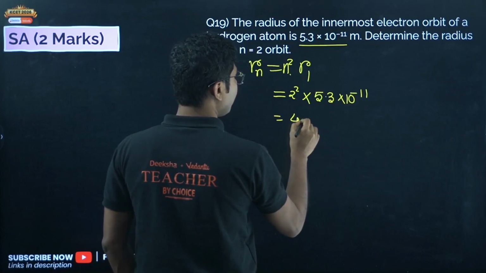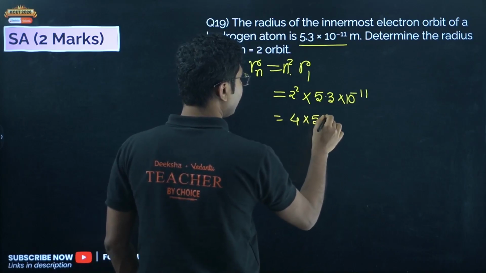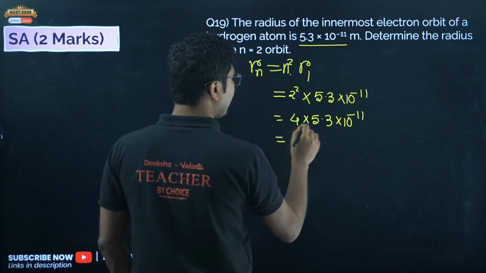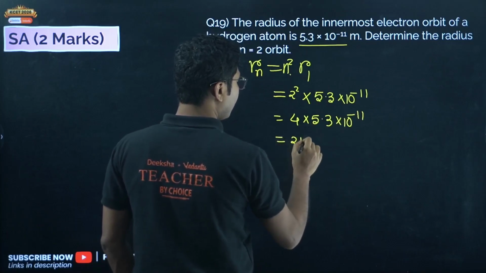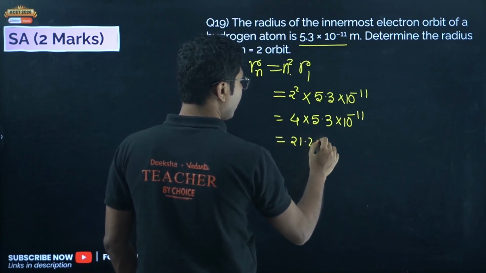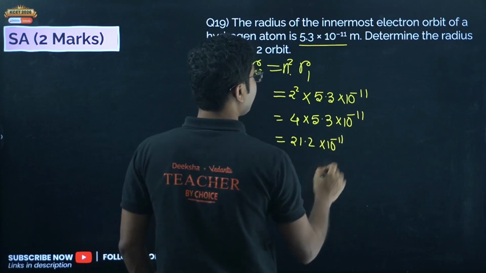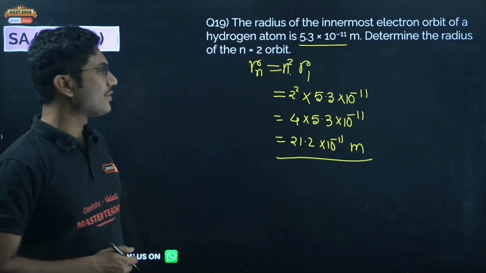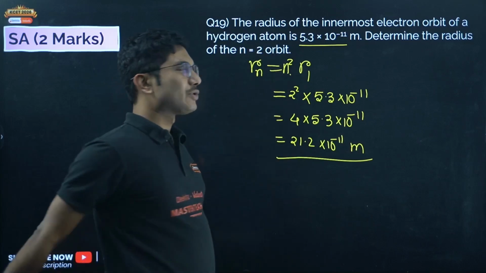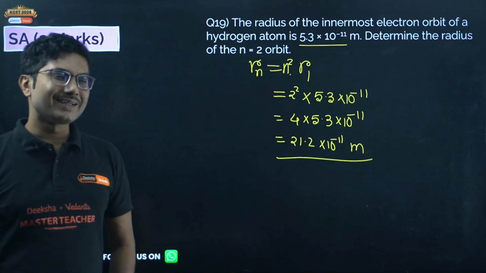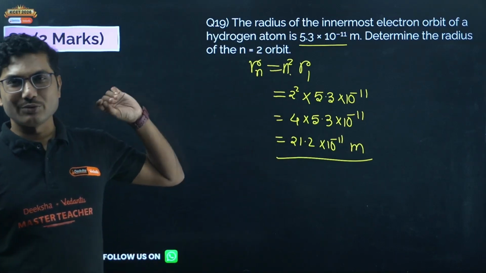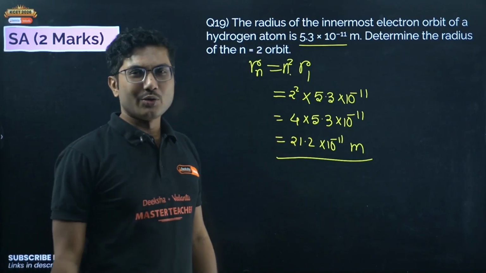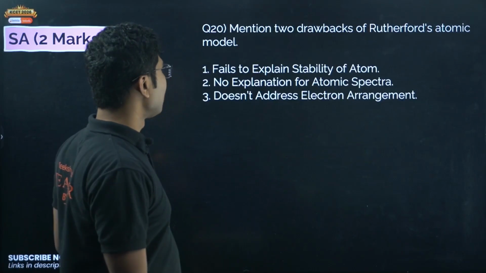So 4 into 5.3 into 10 to the power of minus 11 will be 21.2 into 10 to the power of minus 11 meter. Very simple, easy question. Rn equals n square R1. R1 is given in this problem, so you just need to put that value and calculate. It is a 2 marker question. If you just do it, you can get the 2 marks.